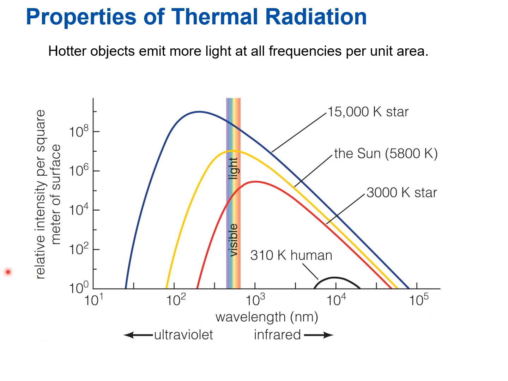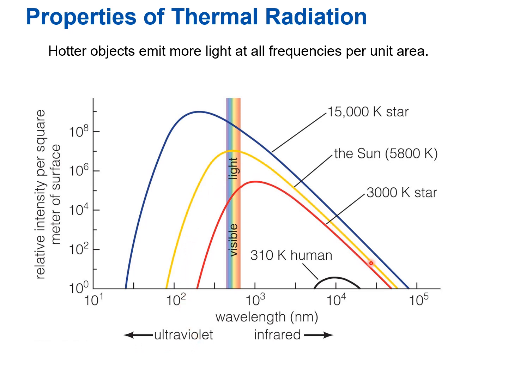On the vertical axis, relative intensity per square meter of surface. What this means is it's showing for the different wavelengths how much energy, how much power is given off for each wavelength. We're going to look at a variety of objects. Let's look at the yellow curve right here.